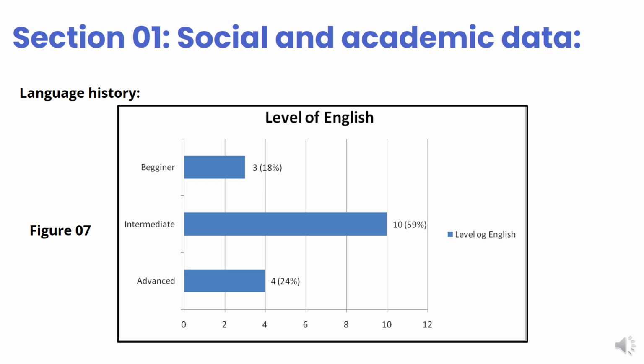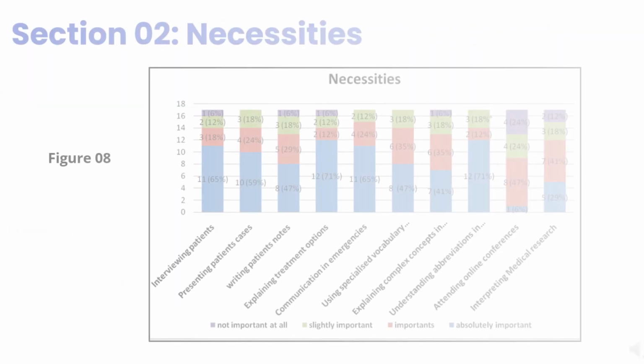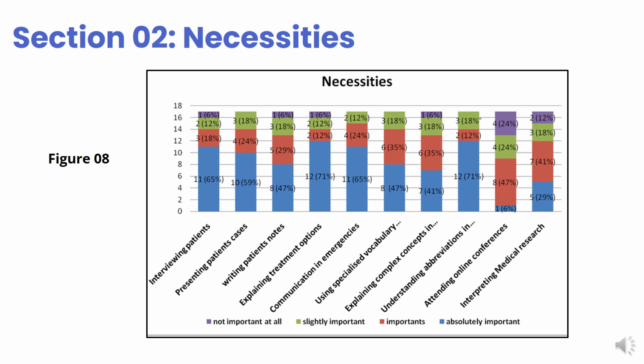Figure 7 indicates that 59% of students have an intermediate level of English, 24% are at an advanced level, and 18% are beginners, reflecting a majority with functional proficiency and a smaller group at the basic stage. Figure 8 shows that medical students prioritize tasks such as explaining treatment options, understanding abbreviations, and communicating during emergencies as highly important, with presenting patient cases and interpreting medical research also rated significant.